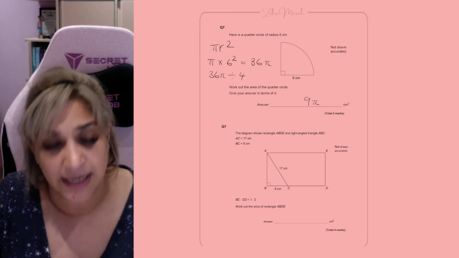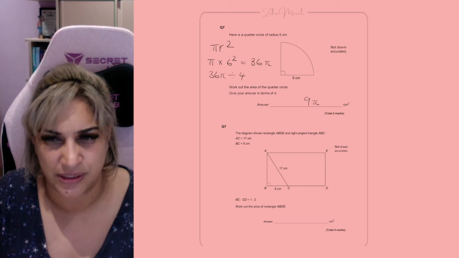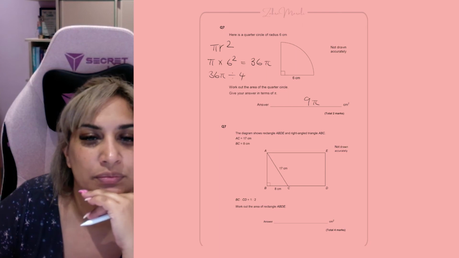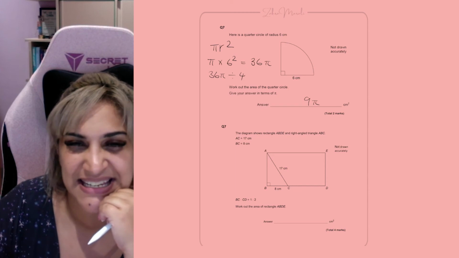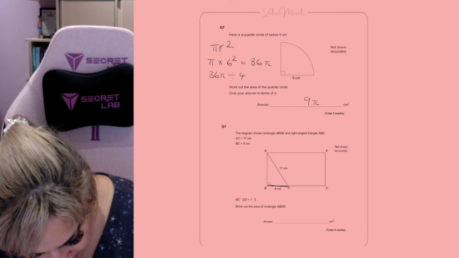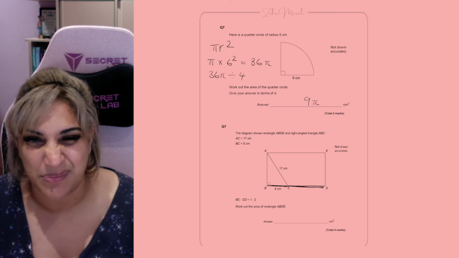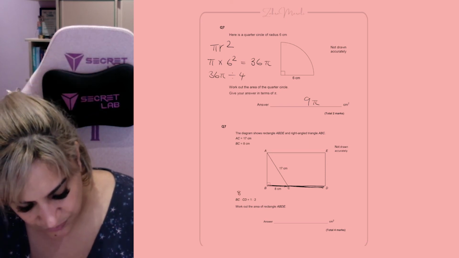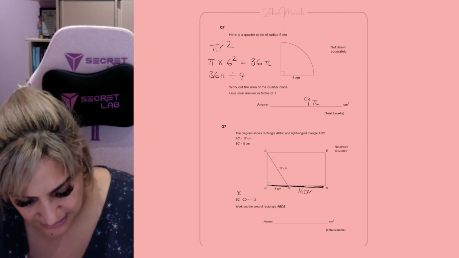Okay, we've got a diagram which has a rectangle and a right angle triangle. We want the area of the rectangle. So first we know BC to CD is 1 to 2, so for every one of this, it's 2 along. Let's find all our missing sides to help us out. If this is 8 and we want to find the other one, we have to times that by 2, 2 times 8, so that's 16 centimeters.